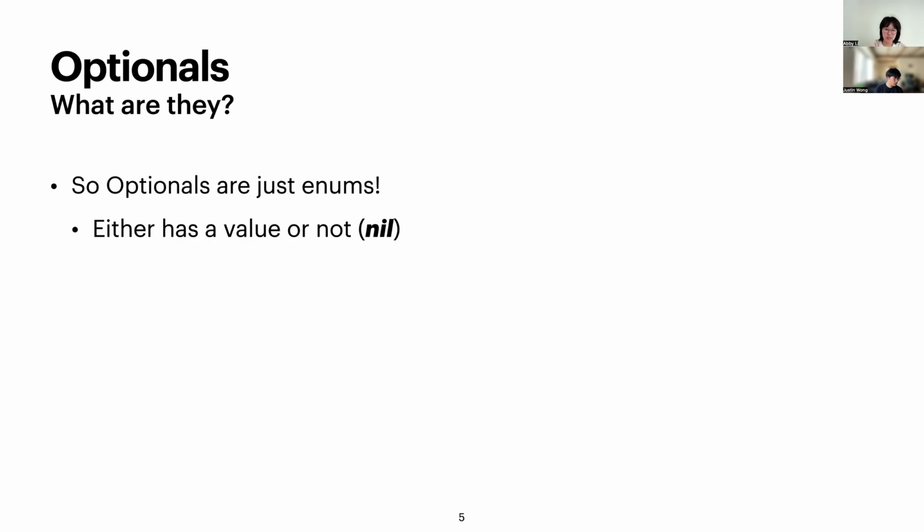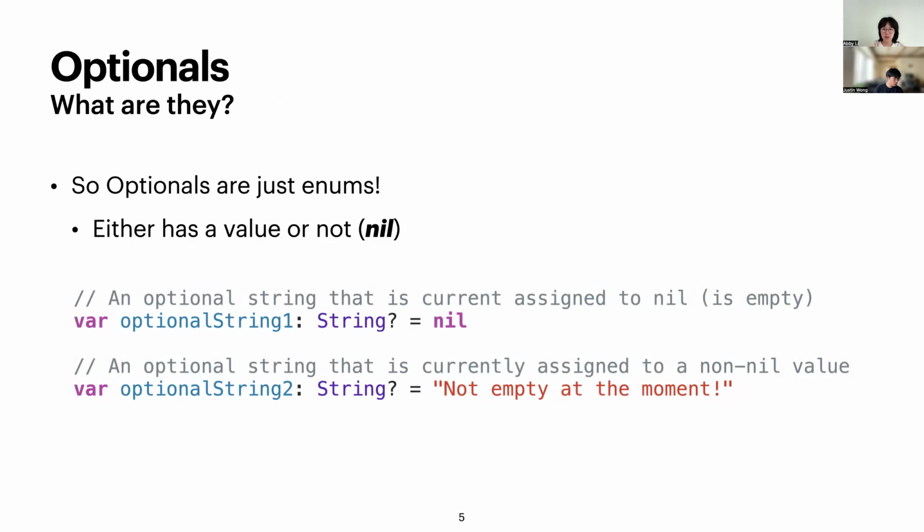So, what are they? Optionals are really just enums with two cases. There is a value or there is no value. In Swift, the no value case is written as nil. It's the same thing as None in Python and null in Java. When you put a question mark after a type like String?, you are saying this value might hold a real string or it might hold nothing.